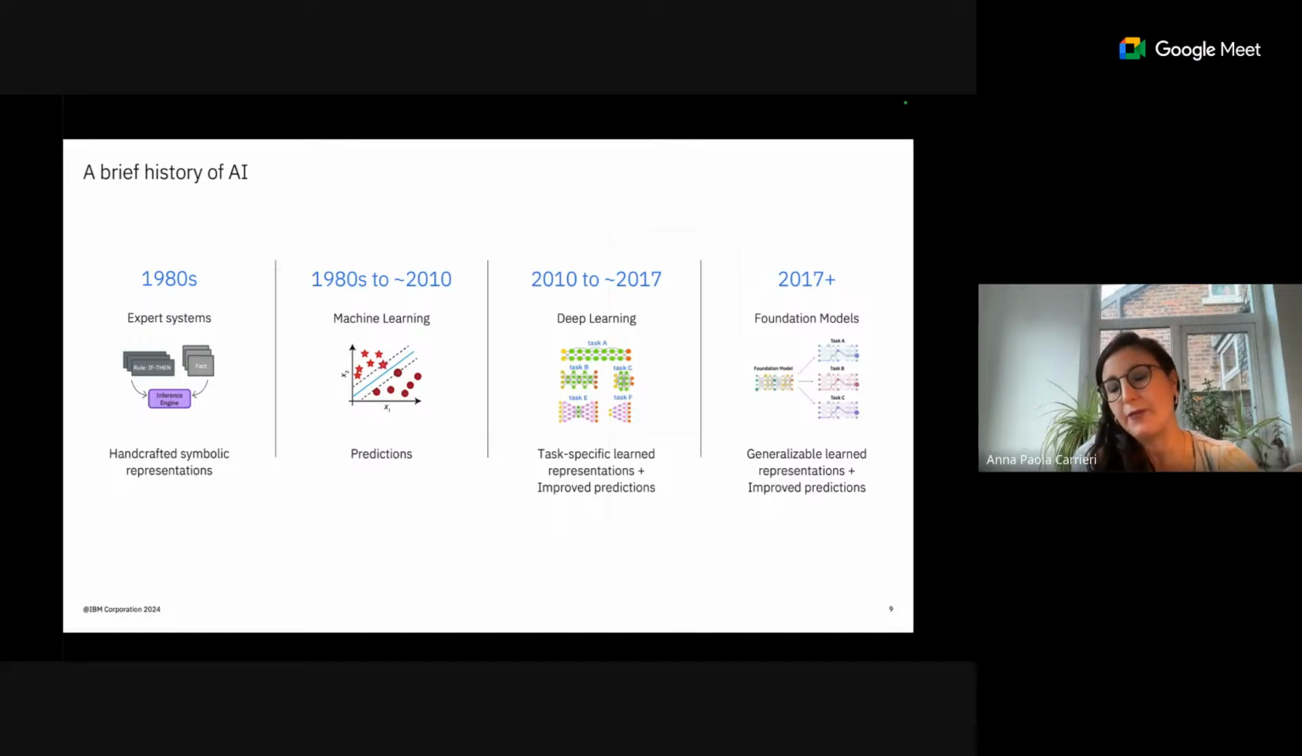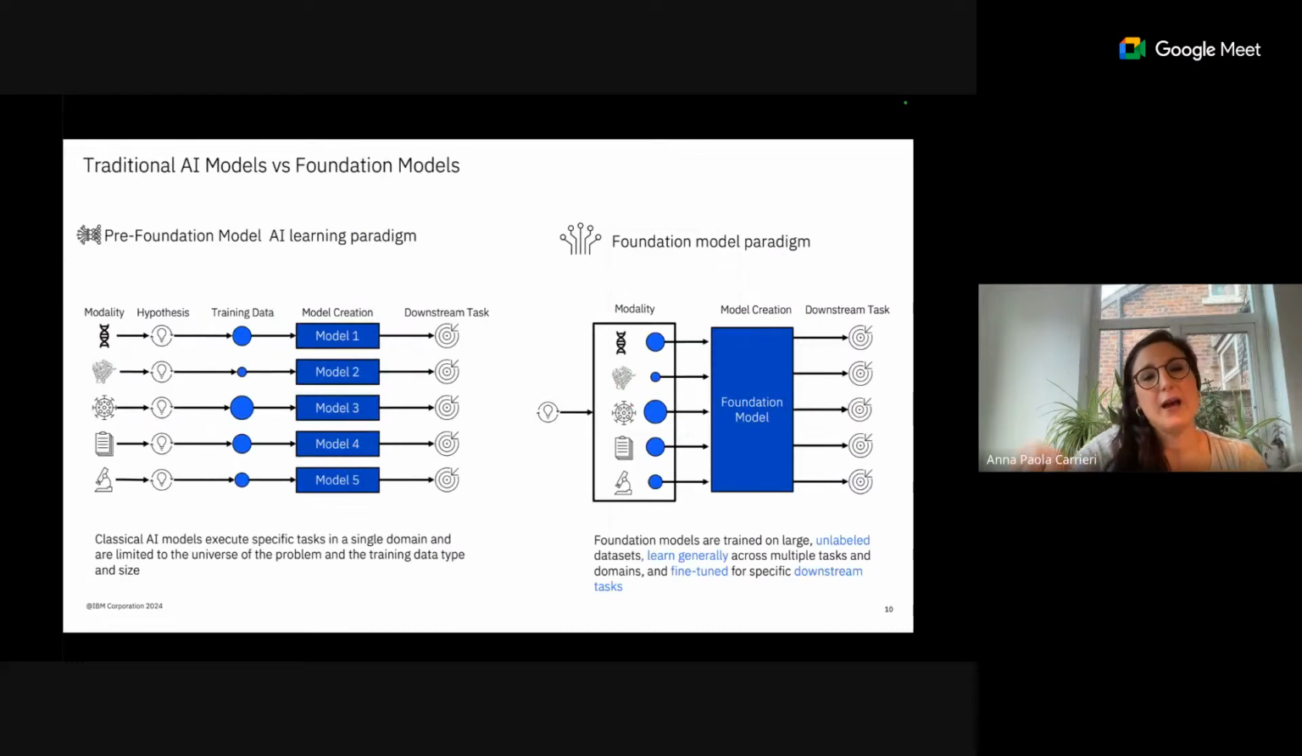So what's different, and I will go into more detail in the next few slides, is that compared to deep learning and classical machine learning methods, they not only hopefully improve the prediction accuracy and performance, but are also able to generalize better. So they learn better, more generalizable representations of the data. So let's see the difference.